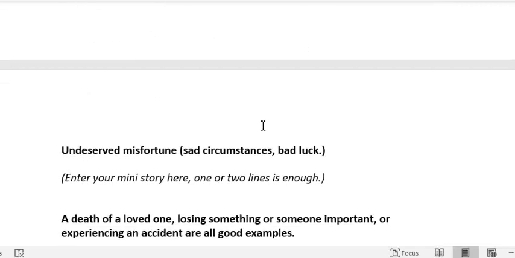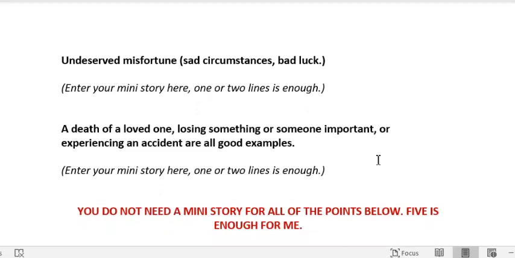So, is there undeserved misfortune, sad circumstances, bad luck? Put your mini story down there, pause if you need to. Did you have a death of a loved one, losing something or someone important, or experiencing an accident? They're all good examples, your mini story here.